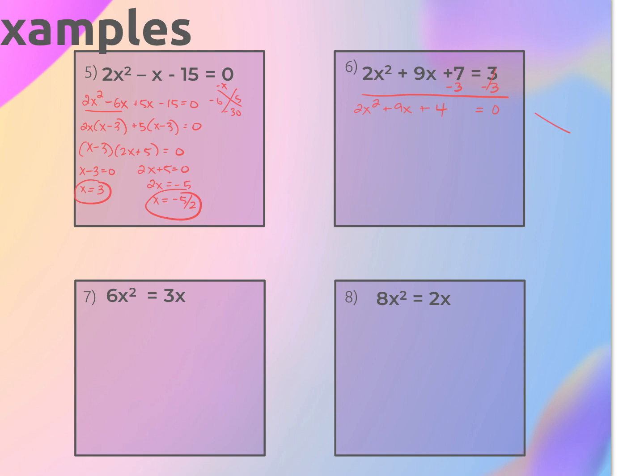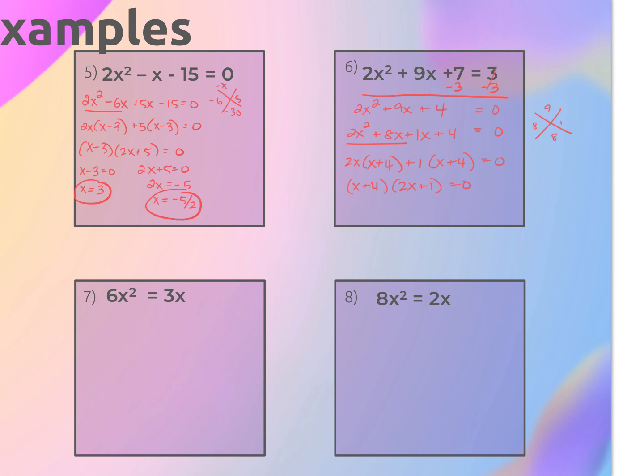So now, again, I've got to think about my factors here. A is 2, so I know that my product has to be 2 times 4 is 8, and my sum has to be 9. So that's 8 and 1. So again, first term stays the same. Second term expands to 8x plus 1x, and the last term stays 4. Take the GCF of the first two. Take the GCF of the second two. And I know that that GCF is one factor, and what's left over, 2x plus 1, is the other.